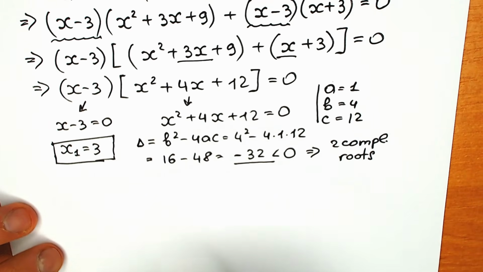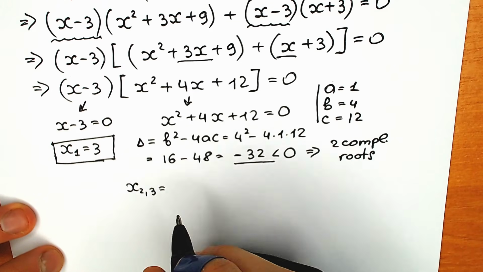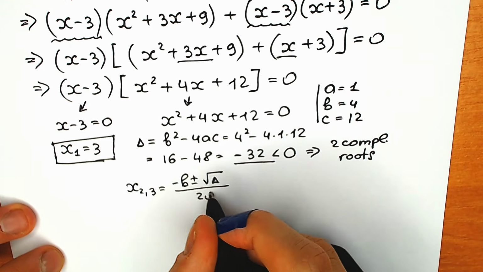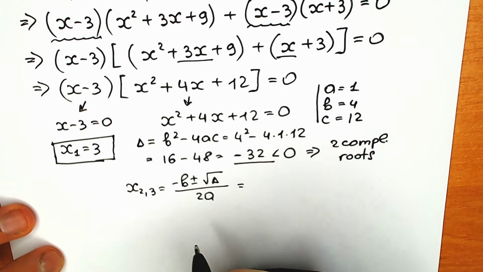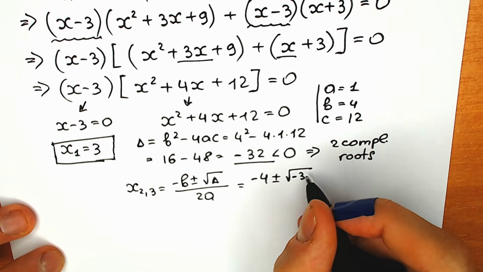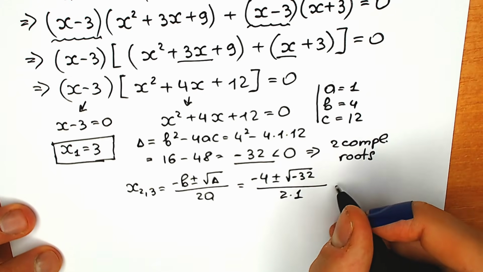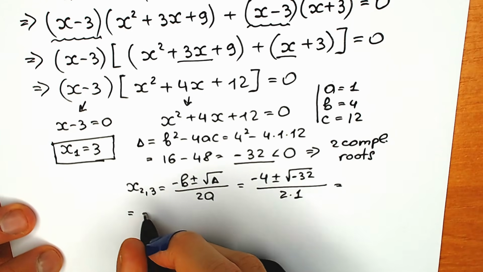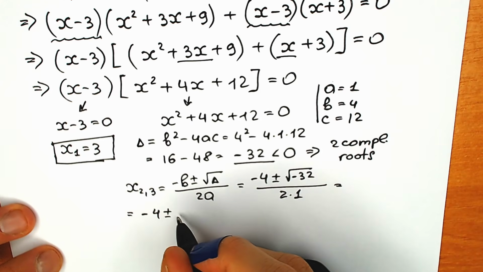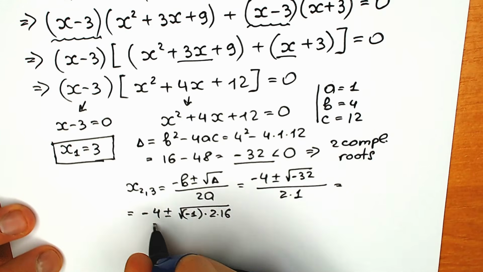We have x second and x third equal to minus b plus or minus the square root of the discriminant, all over 2a. Let's plug in everything we know into this formula. So minus b, minus 4, plus or minus the square root of the discriminant, the square root of minus 32, all over 2 times 1. Really great. As a result, we have minus 4 and this expression, the square root of minus 32. Let's express the square root of minus 32 as minus 1 times 2 times 16, all over 2.